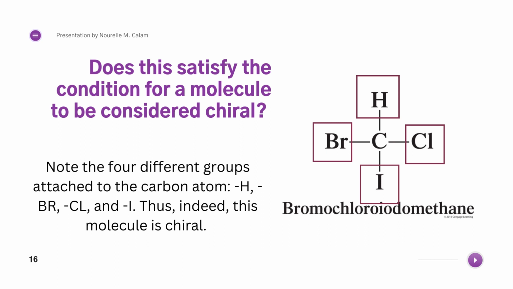Now again, note the four different groups attached to the carbon atom at the center. We have the first group, which is the hydrogen at the top, bromine at one side, chlorine another side, and iodine below the carbon atom. Thus, indeed, we can say that this molecule is chiral because again, it satisfies the condition of having four different groups attached to that carbon atom.